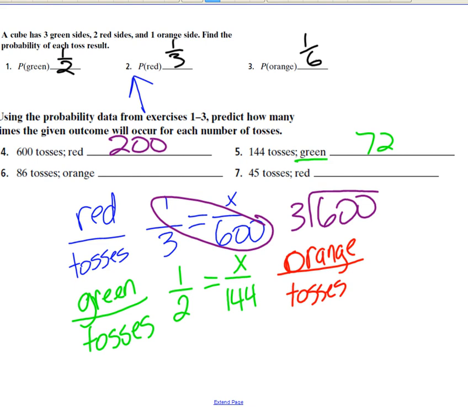Come on, Jacob. Pick your pencil up. I know that's the problem. You should be doing work.